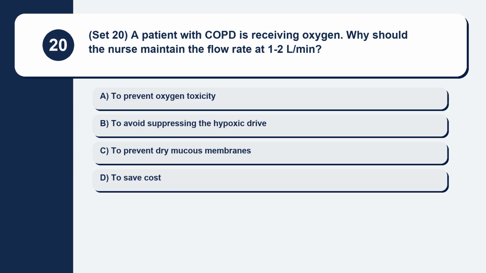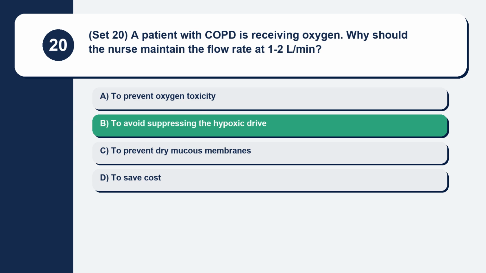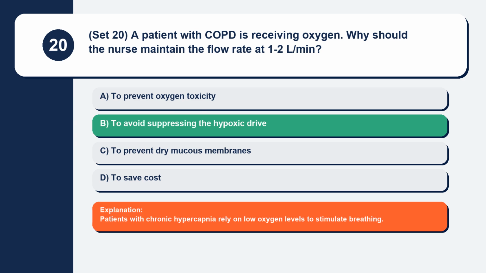Question 20. Set 20. A patient with COPD is receiving oxygen. Why should the nurse maintain the flow rate at 1 to 2 L/min? To prevent oxygen toxicity, to avoid suppressing the hypoxic drive, to prevent dry mucous membranes, to save cost. Patients with chronic hypercapnia rely on low oxygen levels to stimulate breathing.